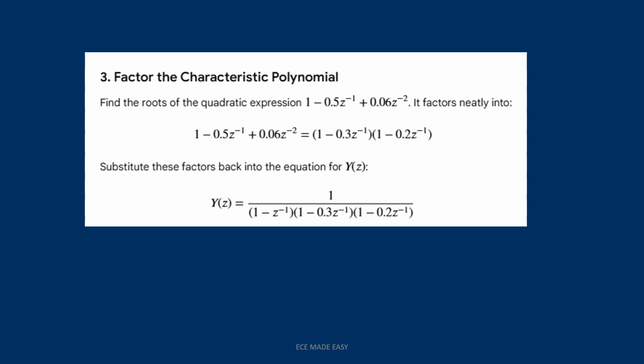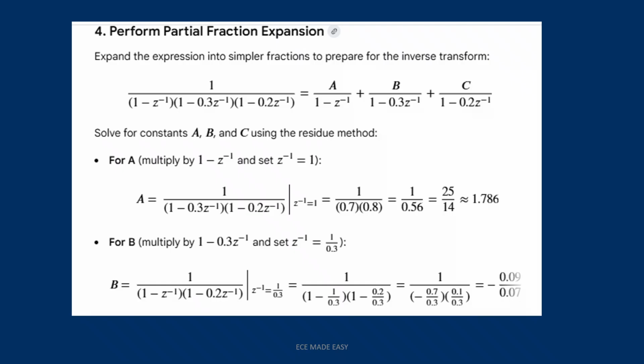Factor the characteristic polynomial. Now Y of z is the equation in which we have some numerator, and in the denominator we have factors. The next step we are going to use is partial fraction. This right-hand side equation we are solving by partial fraction, given as A divided by the first root plus B divided by the second root plus C divided by the third root. Then we have to obtain the values of A, B and C using the residue method.